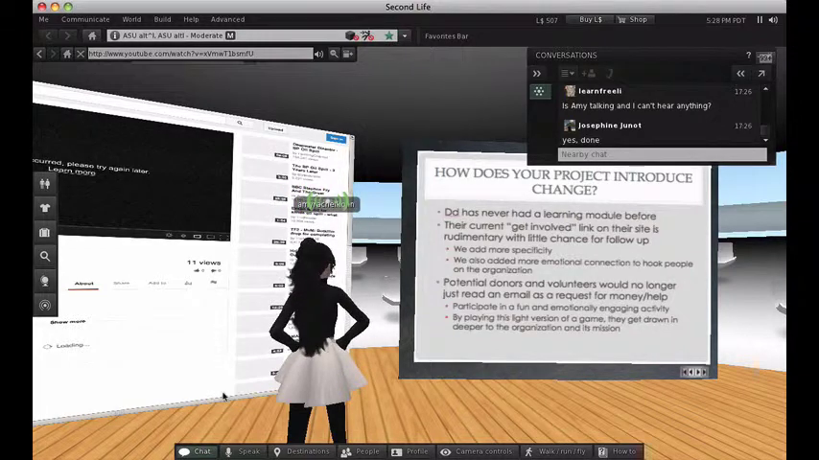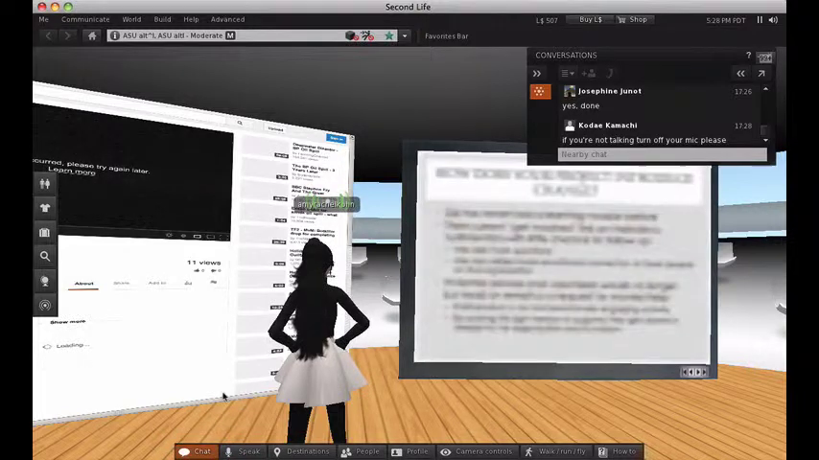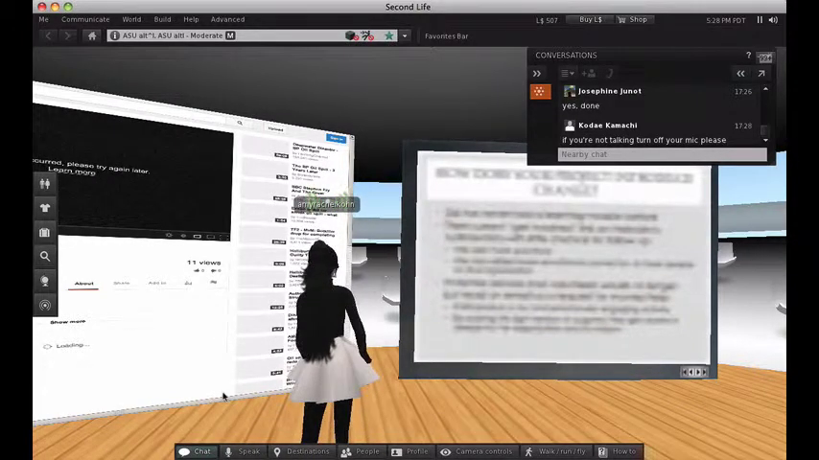So, Digital Democracy. We met with them, but we also looked at their current Get Involved link on their site. It's a little bit rudimentary because there isn't a lot of chance to follow up. We were trying to add more specificity to that and also to add more of an emotional connection to hook people in on the organization.